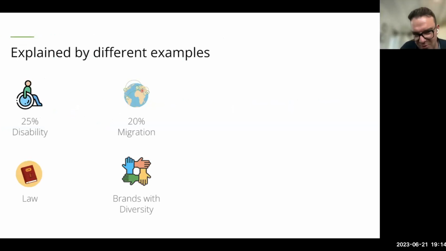I don't know, did you know that? I just Googled this today again. In Europe, every fourth person suffers from some disability. It doesn't mean these people cannot walk or are immobile. It can be visual impairment, hearing impairment, whatever. There are so many impairment types, but every fourth person, and in Europe, every fifth person has a migration background.